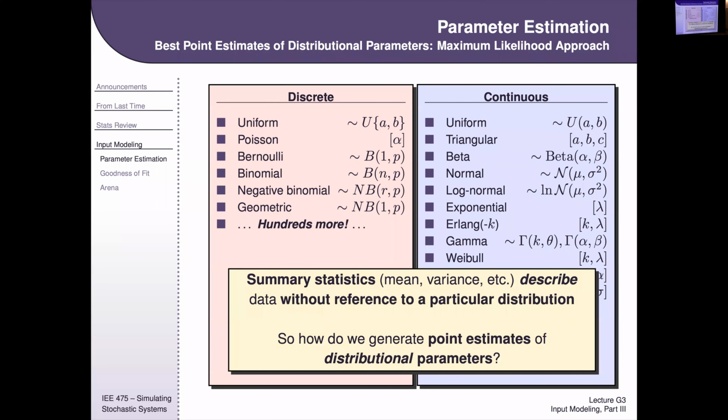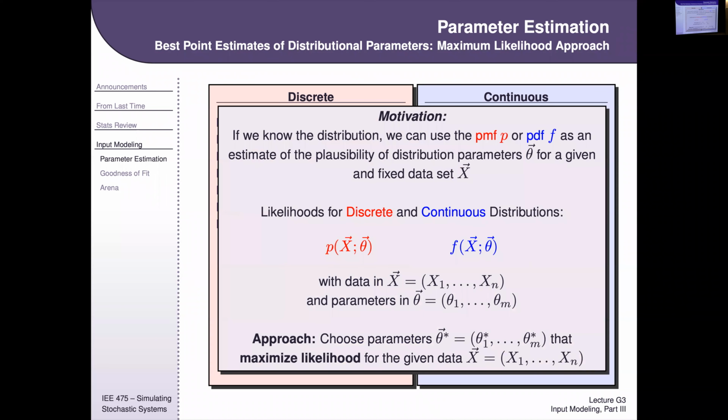For all of these sorts of things, it's a similar story. The summary statistics describe the data without a reference to a distribution. How do we find a rigorous way to come up with good point estimates of the statistics themselves? Where I'll close here is the maximum likelihood method. This should all be review too, but for a discrete random variable, I've got a probability mass function. For a continuous random variable, I've got a probability density function.